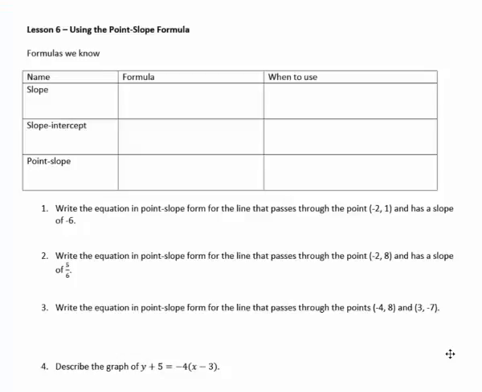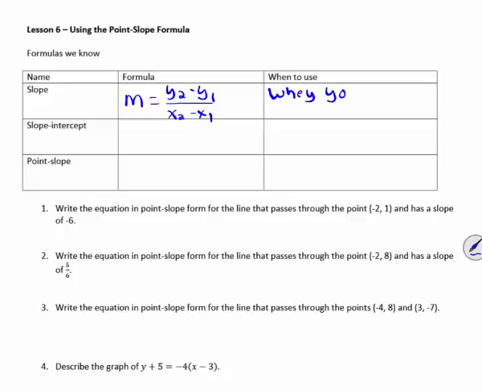All right, ladies and gentlemen, so today's going to be kind of a put it all together type day. We've had 3 formulas that we've been working on: slope, slope-intercept form of the equation, and point-slope form. So my slope formula, m equals y2 minus y1 over x2 minus x1. When do you use it? When you need slope.